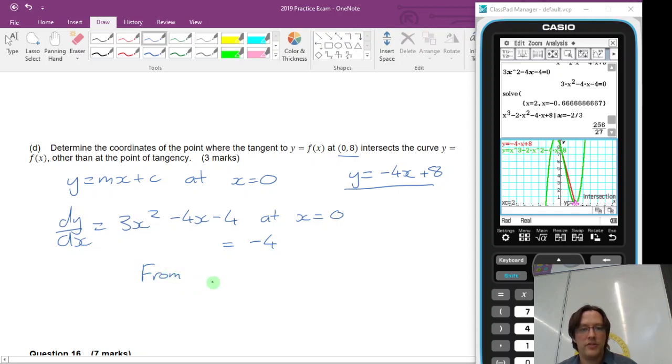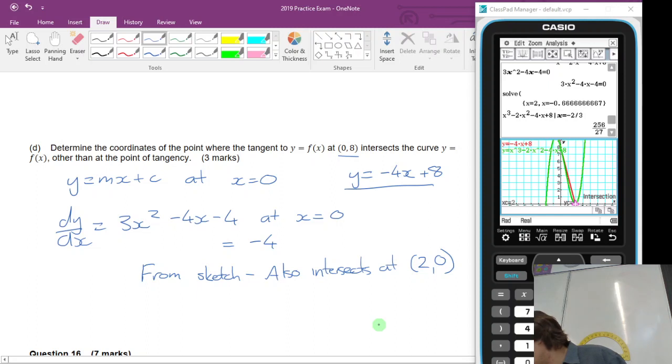So from sketch, it also intersects at (2, 0). There we are. And that looks good. Let's just make sure. Yeah. So we could have put in the equation as well and solved from that, but there's no reason not to use the facilities of the calculator and say that you've done a sketch. So yeah, we just needed to work out.